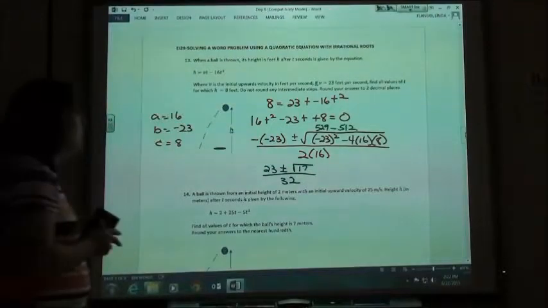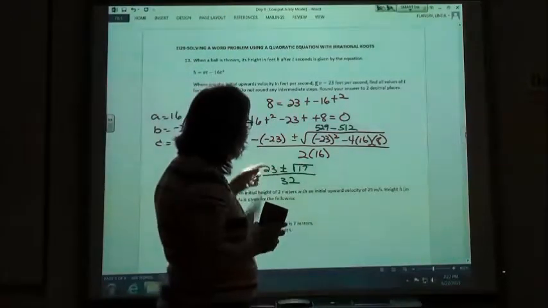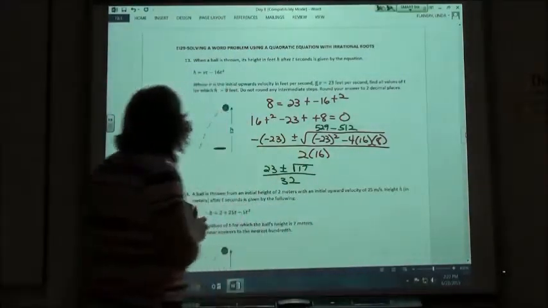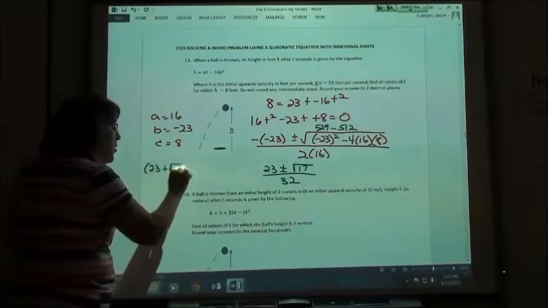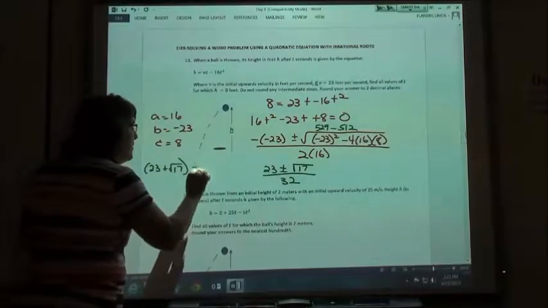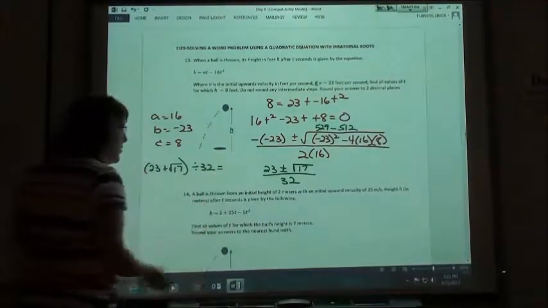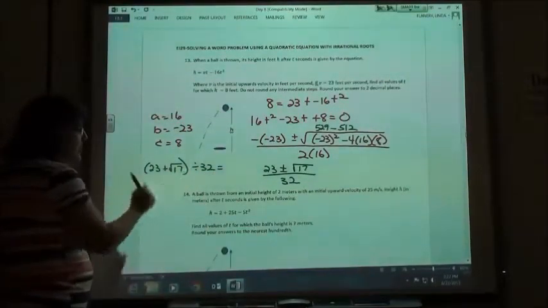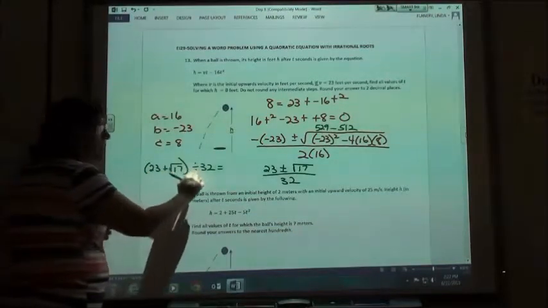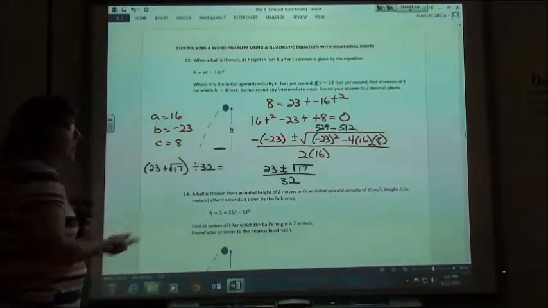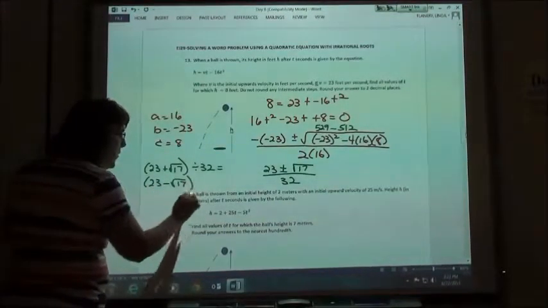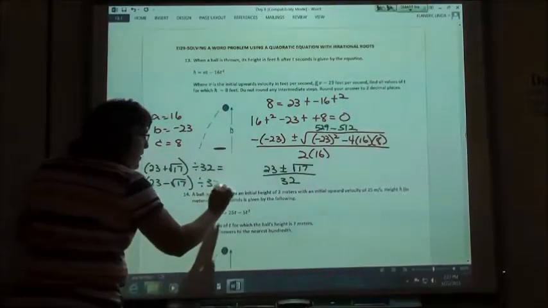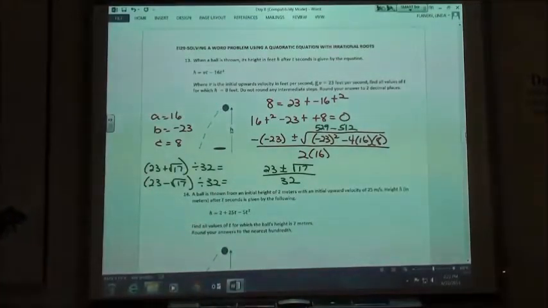So when I solve this, on my calculator, I have to do the top part first. So in parentheses, I'm going to do 23 plus the square root of 17, and then I'm going to divide it by 32 and hit equals. If I don't use these parentheses, I have to hit equals here, then divide by 32 and hit equals again. But the easiest thing to do is just use your parentheses around that top part, and then we're going to find our two solutions.